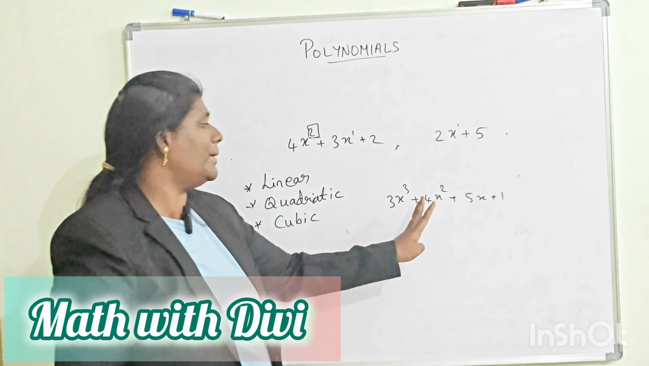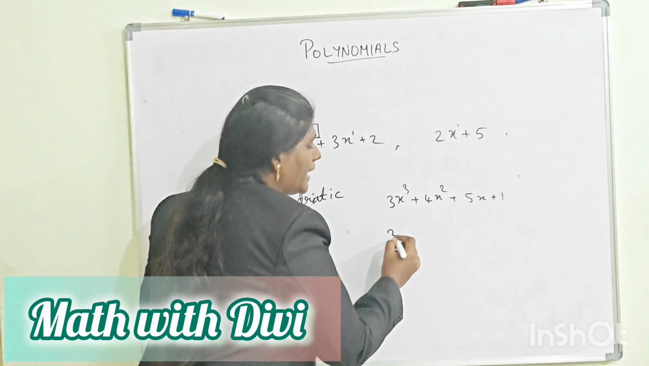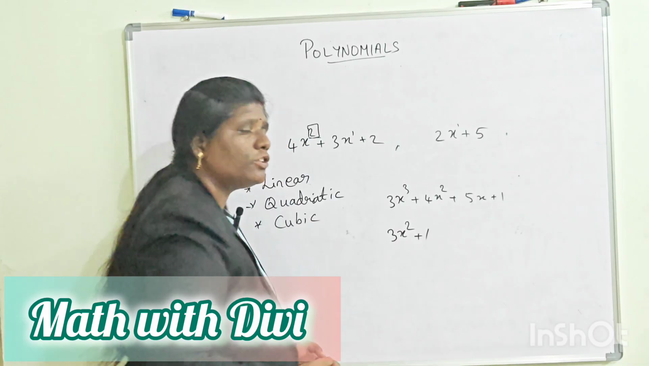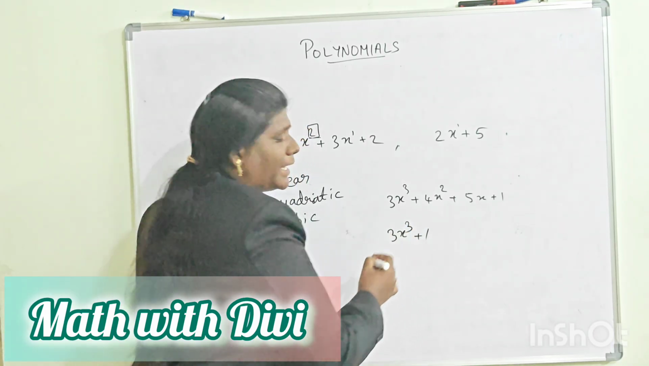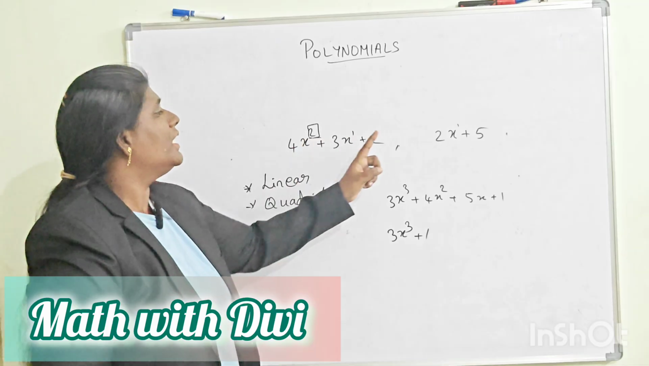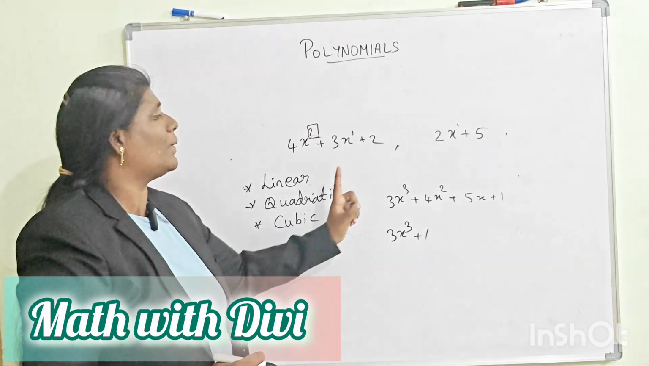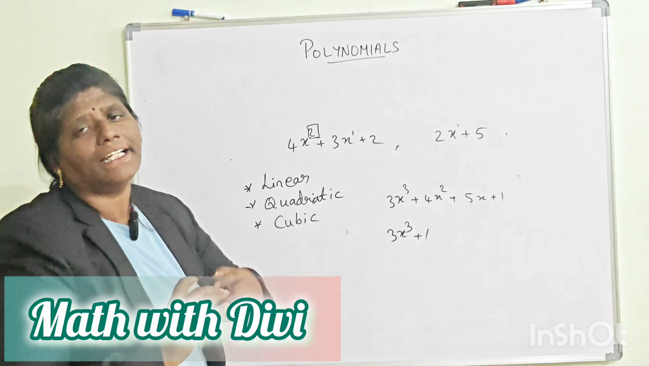Here, some terms may be missing or not. For example, 3x cube plus 1 is also a cubic polynomial. We have to find only the degree. If the degree is 1, it is linear. If the degree is 2, it is quadratic. If the degree is 3, it is cubic.